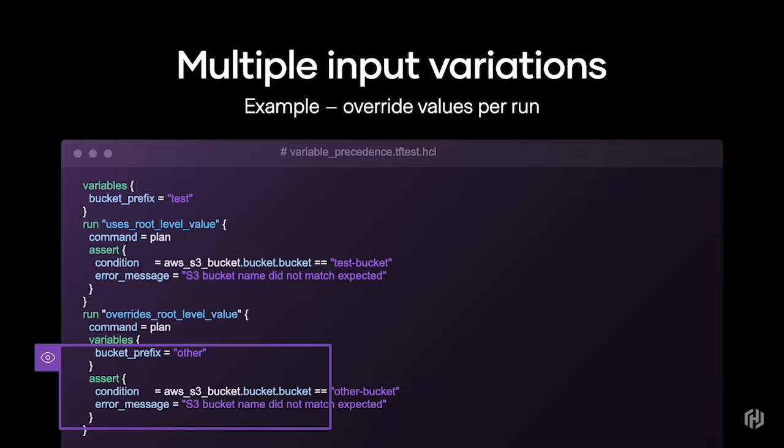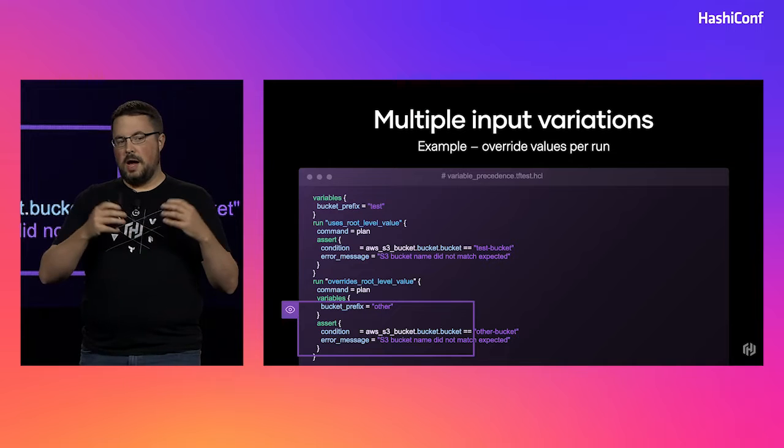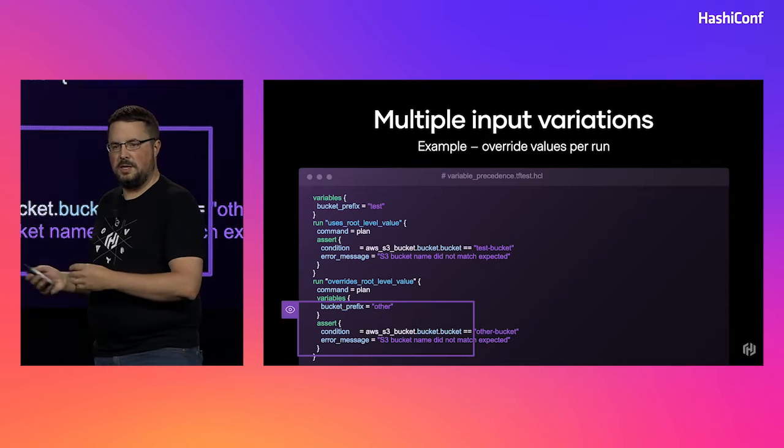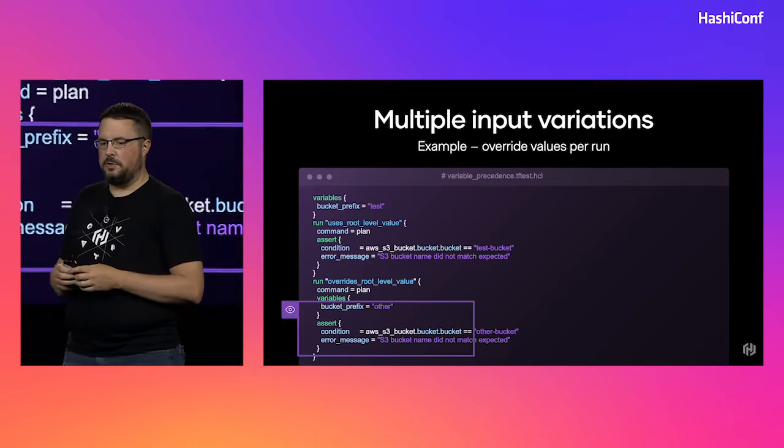So if you can override values within a run, we can now customize different runs. Say, have a different provider block to run various runs against different regions. Those would be some of the use cases there.